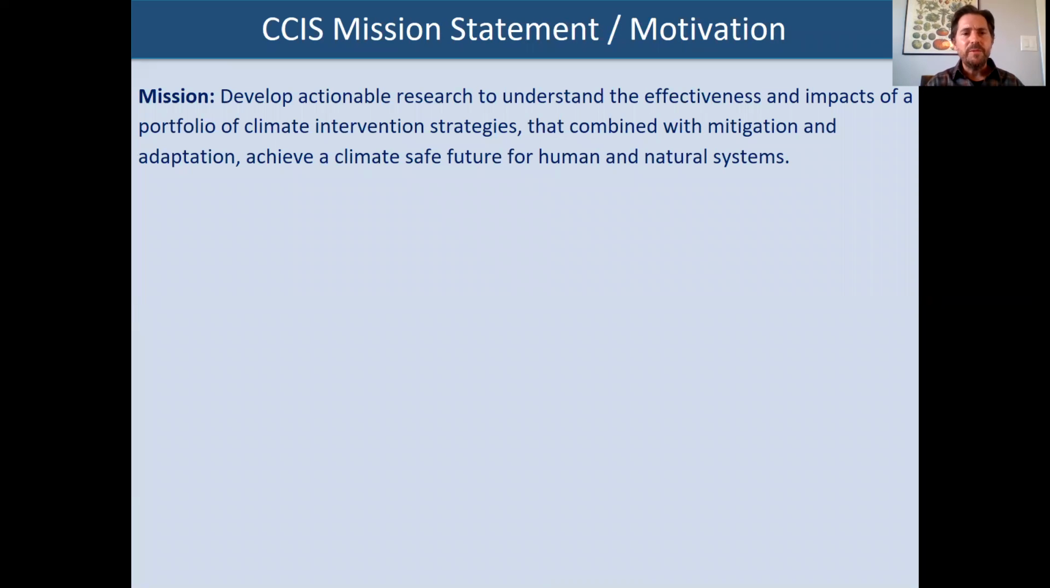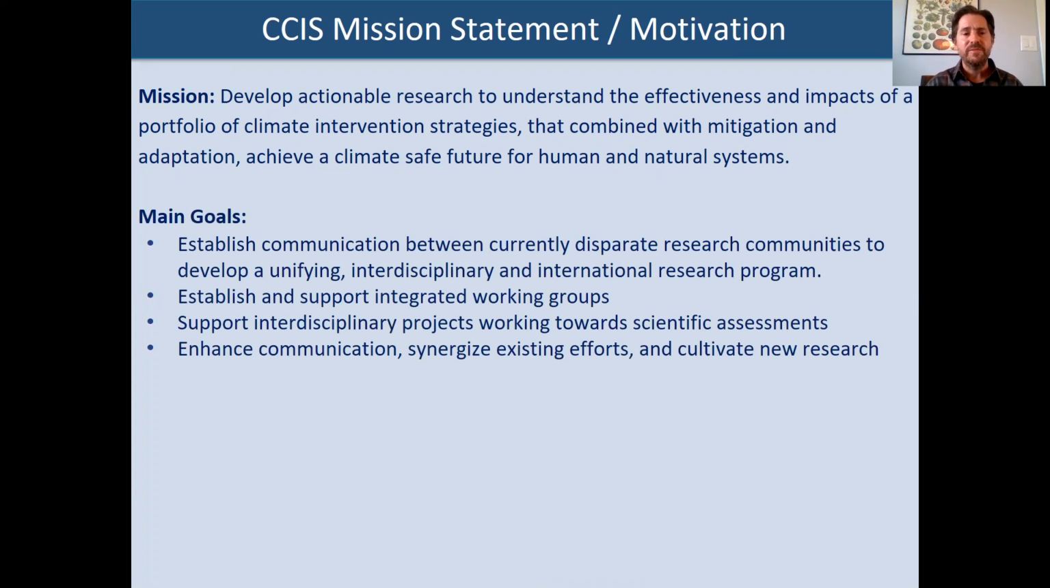So the Community Climate Intervention Strategies program, which is supported by UCAR and NCAR, has been set up over the last year following a series of workshops. From this, we've developed a mission where we're going to develop actionable research to understand the effectiveness and impacts of a portfolio of climate intervention strategies that, when combined with mitigation and adaptation, can achieve a climate-safe future for human and natural systems. We have some main goals associated with this program.